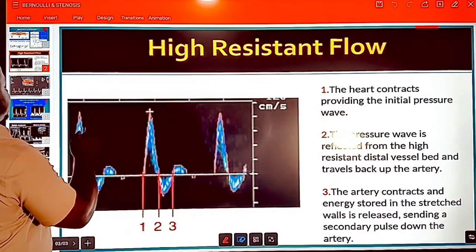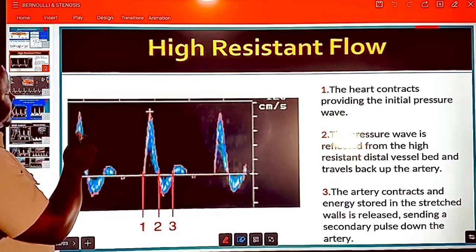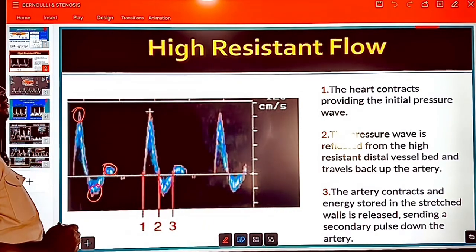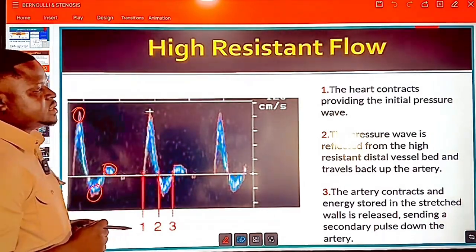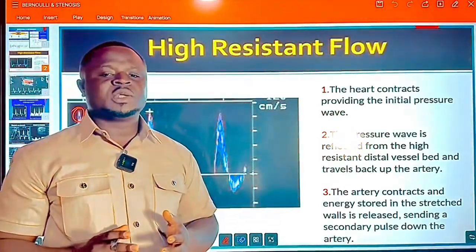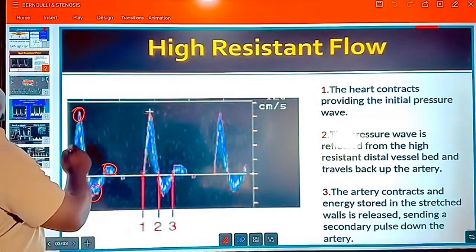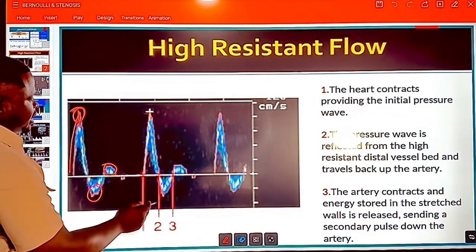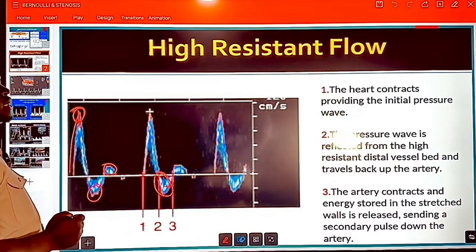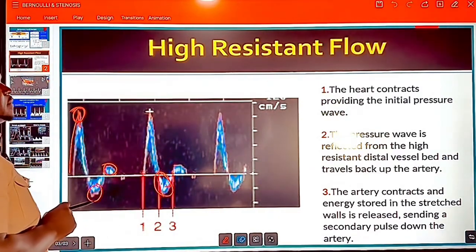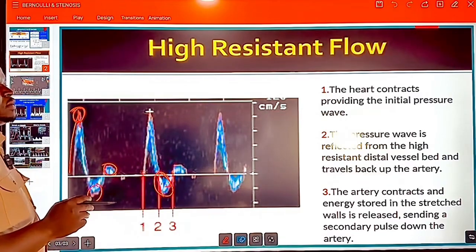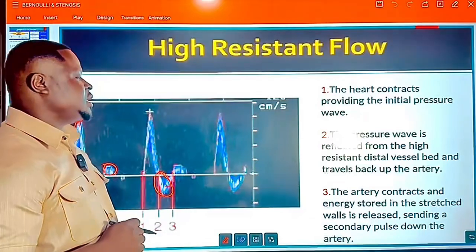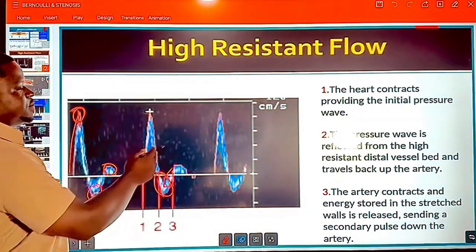They are high resistance, and mostly they are all triphasic. The heart contracts to provide the initial pressure wave, and that is what you are seeing here, the peak systolic velocity. And then the second waveform here, early diastolic flow reversal, is the pressure wave that is reflected from the high resistance distal vessel bed, and then it travels back up the artery.